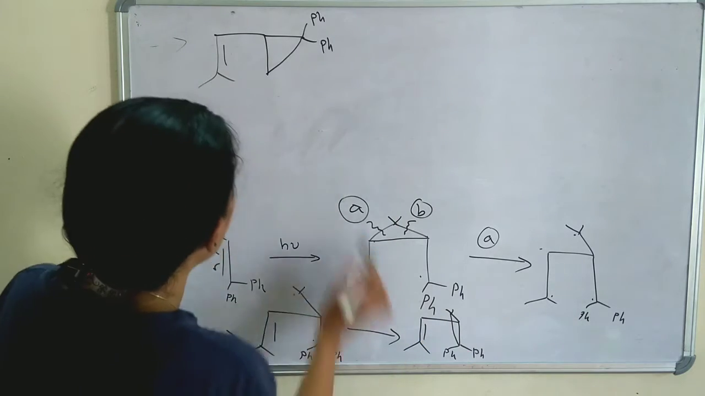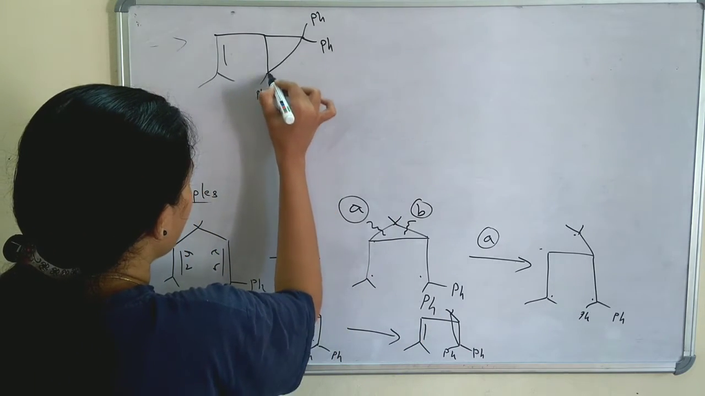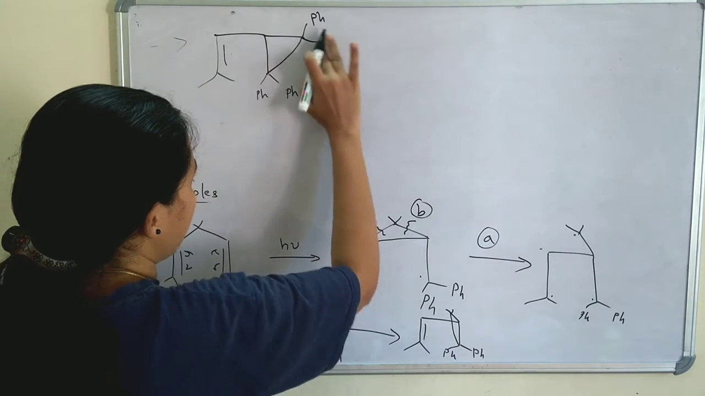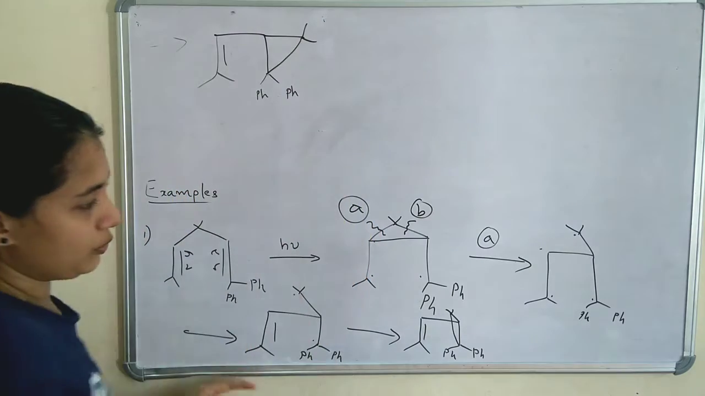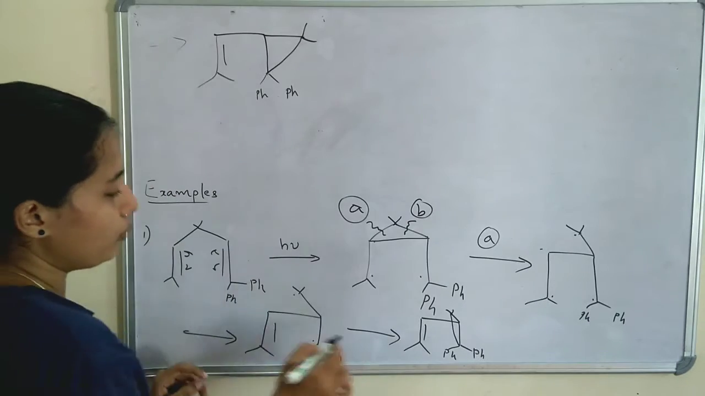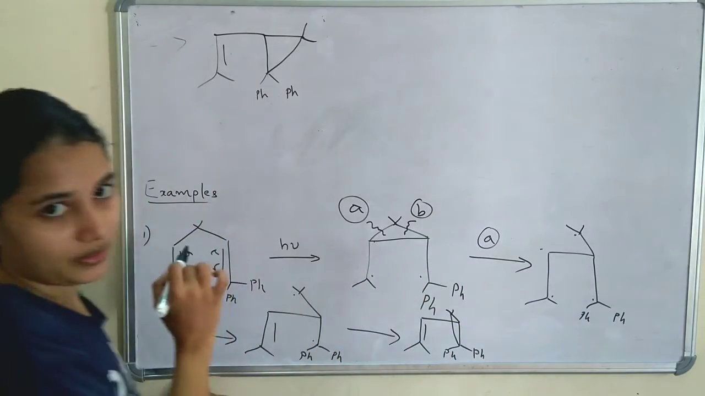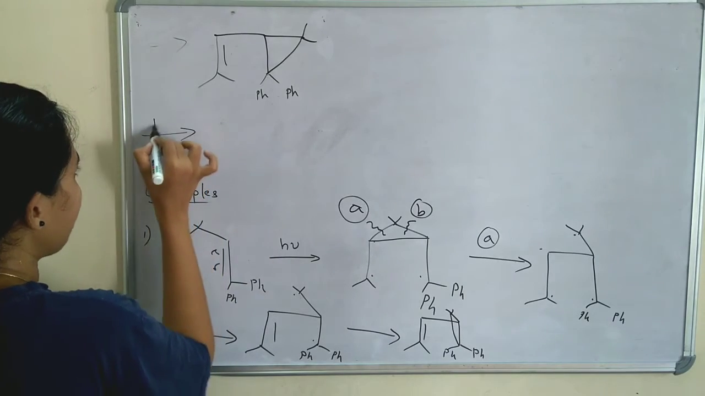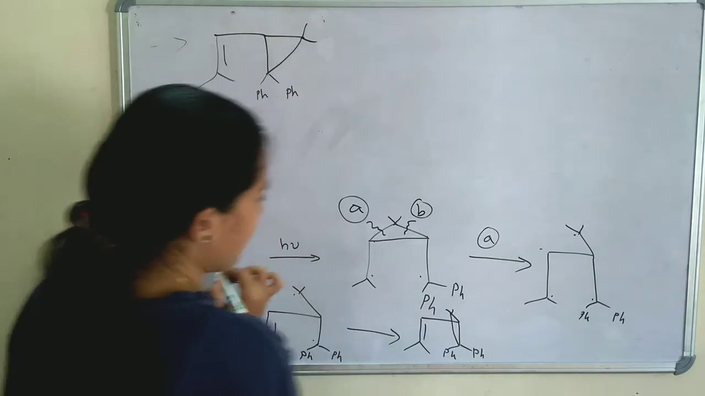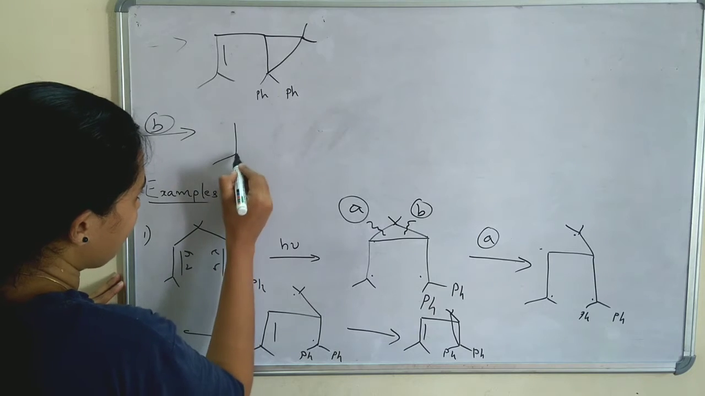Okay. Sorry, here Ph and here a methyl group is present. Methyl group. So this is the compound which is formed when we are cleaving from the A side, this side. Now we are cleaving from the B side, this side. So what will be the product?